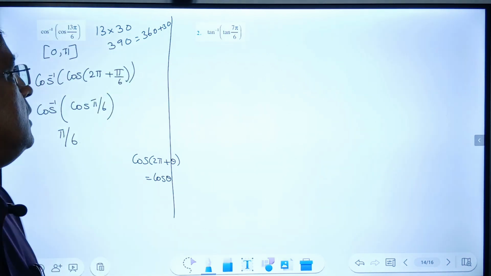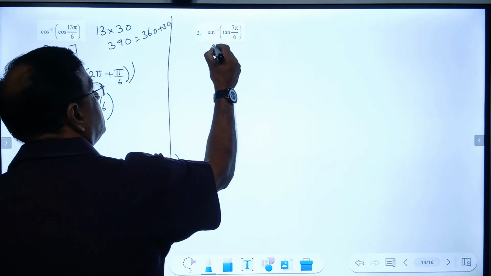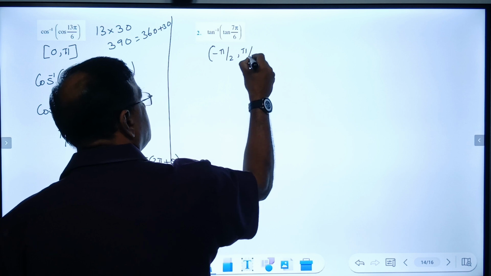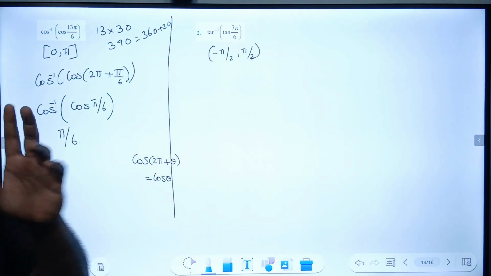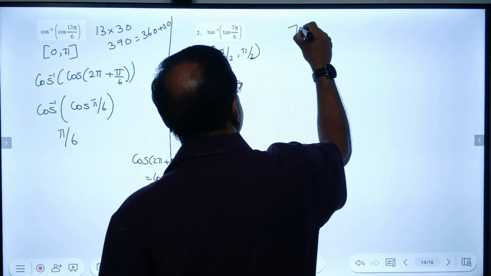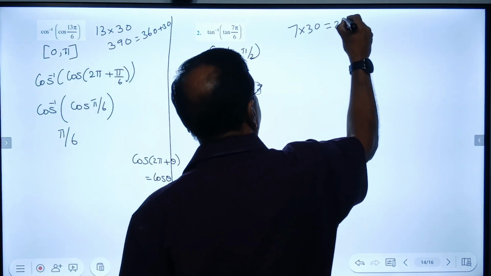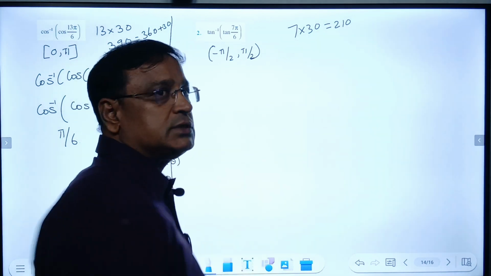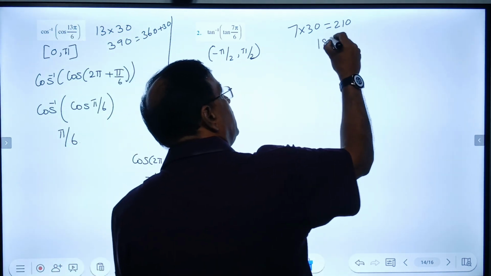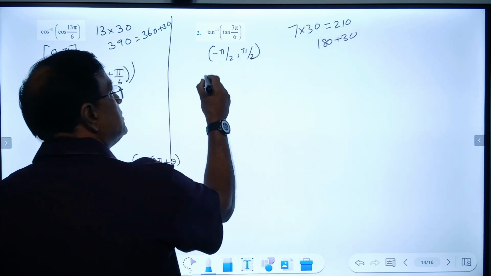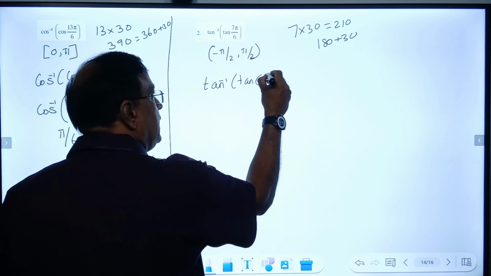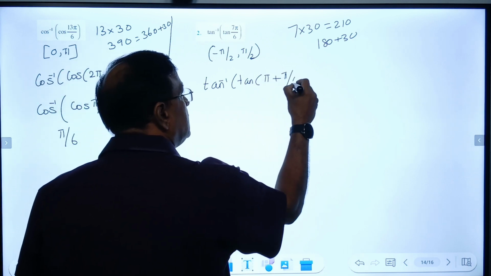Isn't it nice? Now let's look at this problem. Here it will be the open interval minus pi by 2 to pi by 2. This is the principal range of tan inverse. First, that should strike you. Okay, then what is 7 pi by 6? 7 into 30, which is 210. My God, it is way outside. But where is 210? 210 is in the third quadrant. 180 plus 30. So how do I write this? Tan inverse of tan of 180 plus 30. 30 is pi by 6.